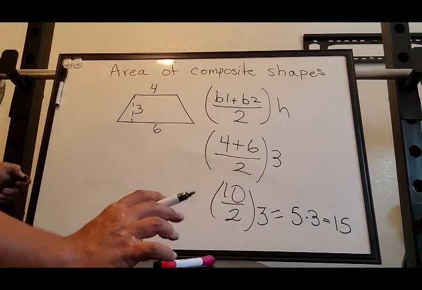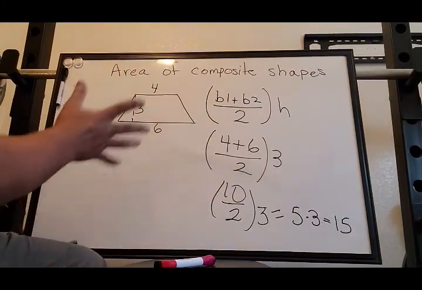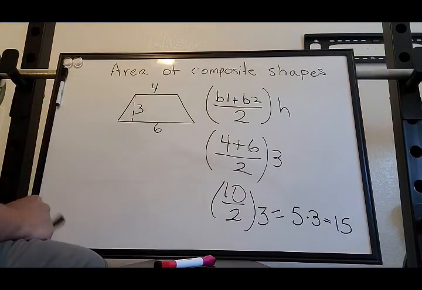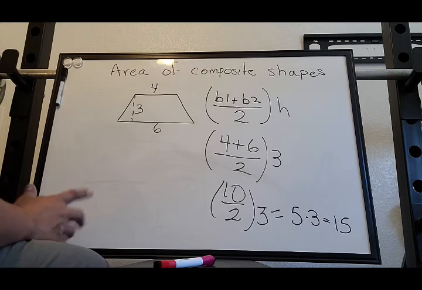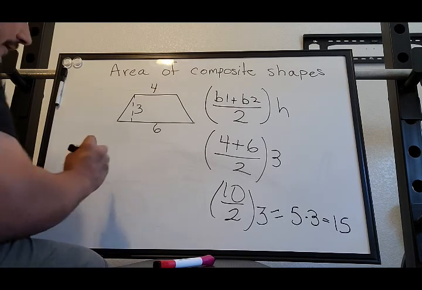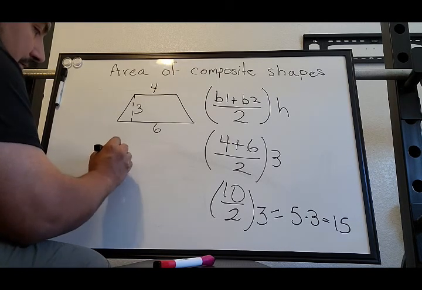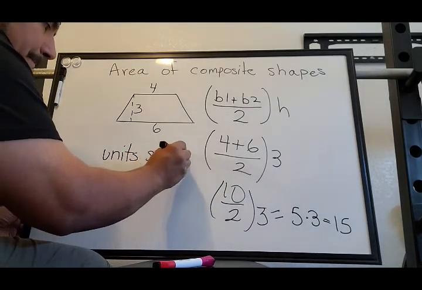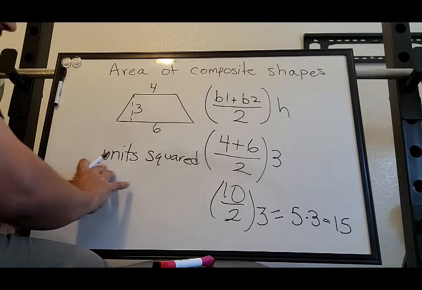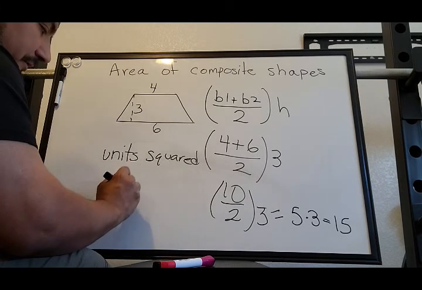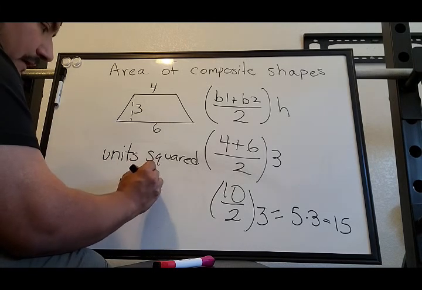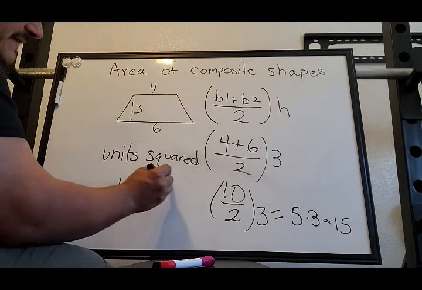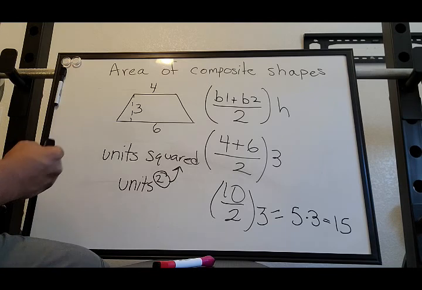15. And now, something that I've been forgetting to mention in all these examples is that anytime that we're solving for the area of a shape, we always mark it as units squared. It can either be written down as units squared or just units with an exponent of 2. The exponent of 2 is representing the square.